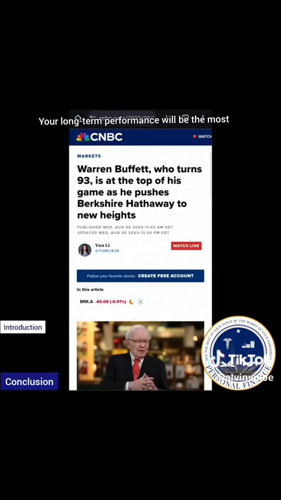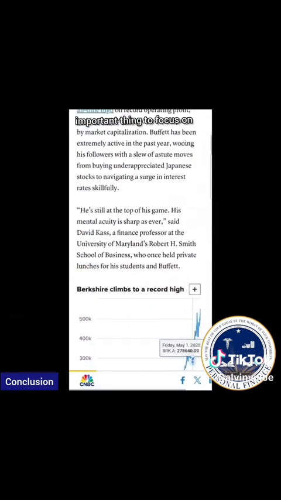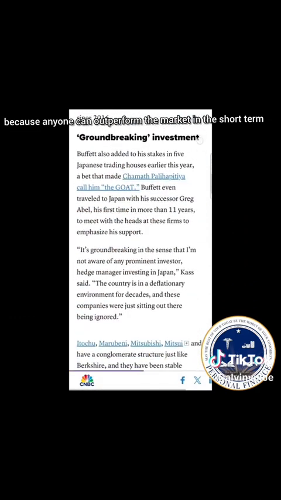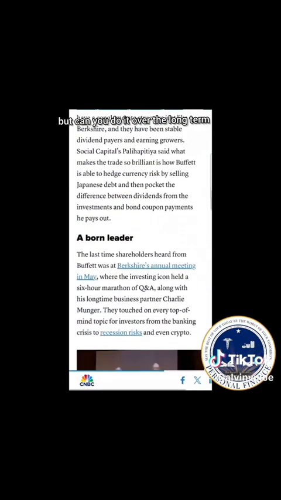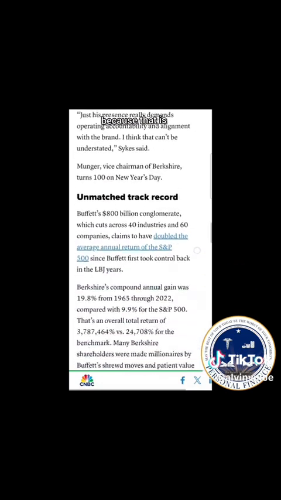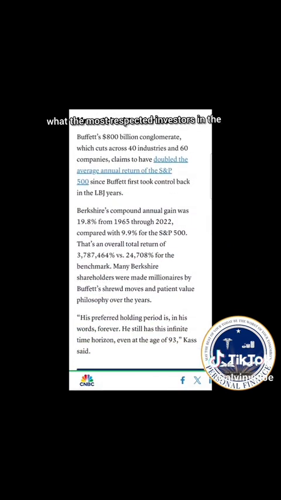Your long-term performance will be the most important thing to focus on while doing this analysis, because anyone can outperform the market in the short term, but can you do it over the long term? Meaning over years and decades, because that is what the most respected investors in the market are able to do.